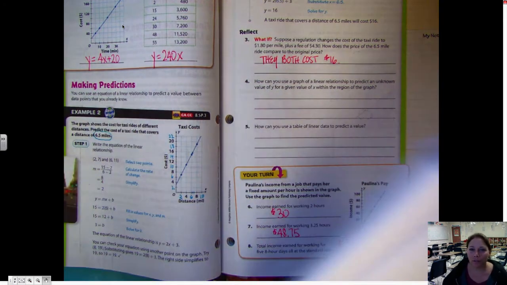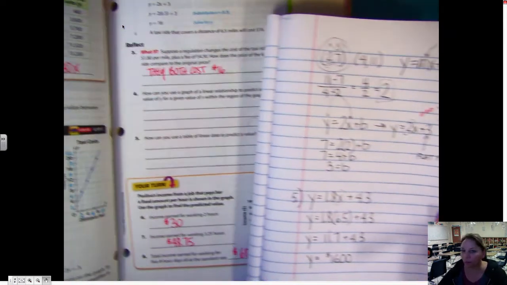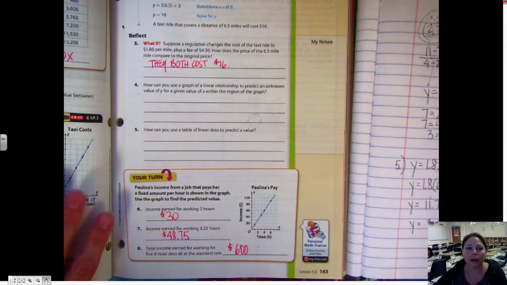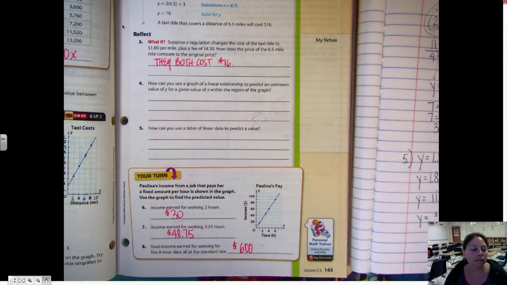All right, everybody, so we just finished number 3, and now we're going to move on to number 4. It says, how can you use a graph of a linear relationship to predict an unknown value of y? I'm going to say that again just in case you didn't hear me. Number 4, how can you use a graph of a linear relationship to predict an unknown value of y for a given value of x within the region of the graph? So I think basically what they're asking you in this case is, how do you determine what a y value is if they give you an x value?